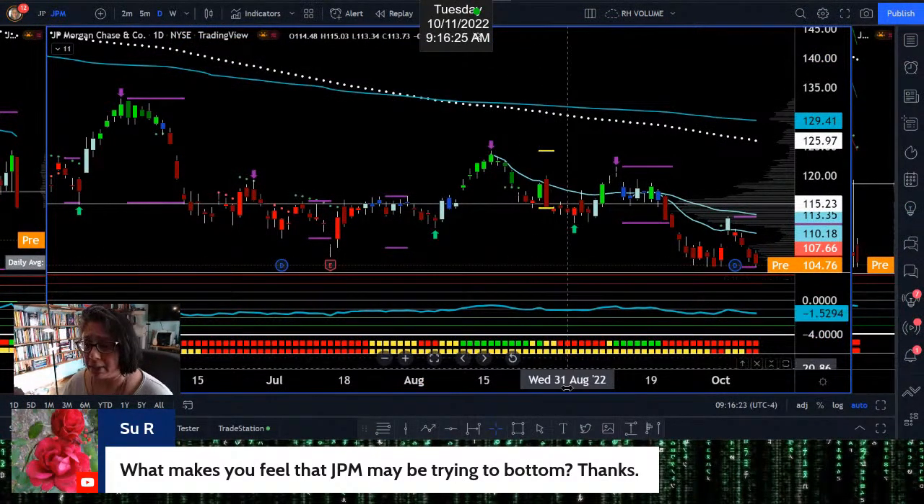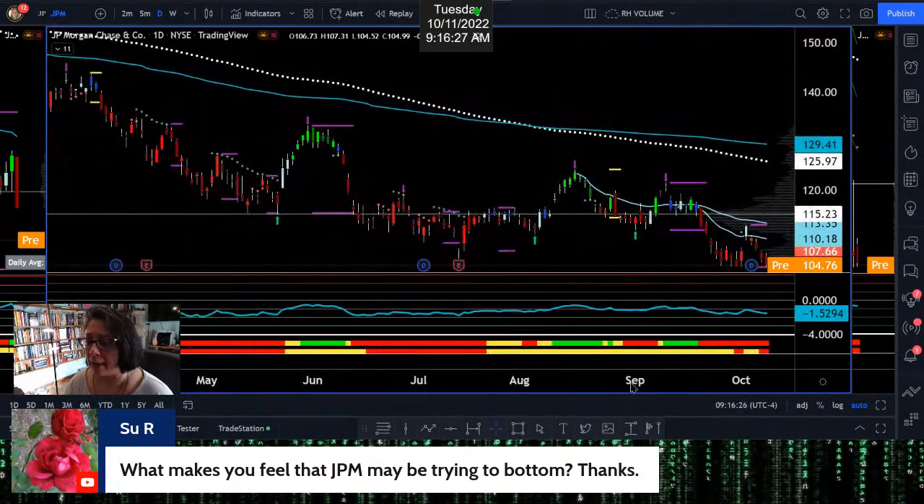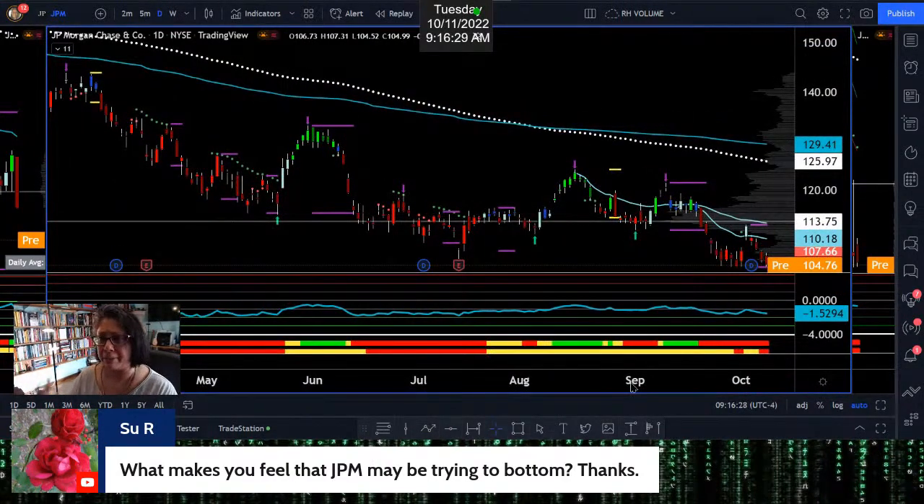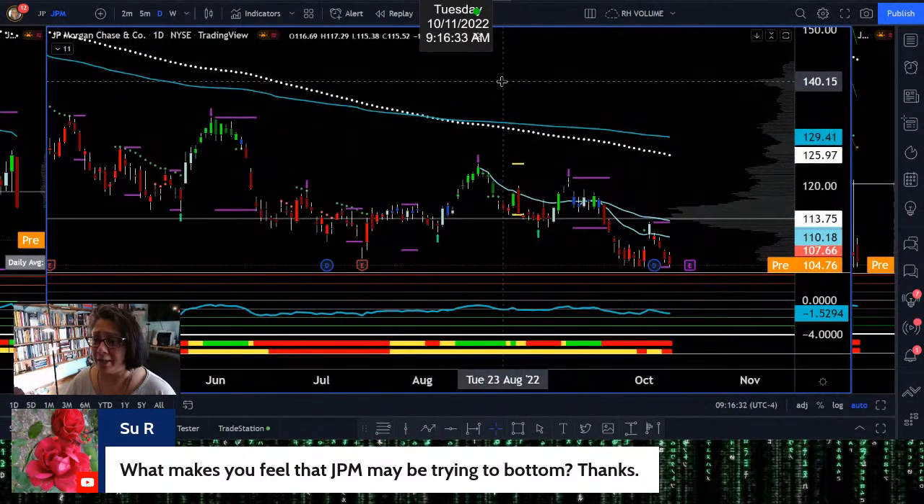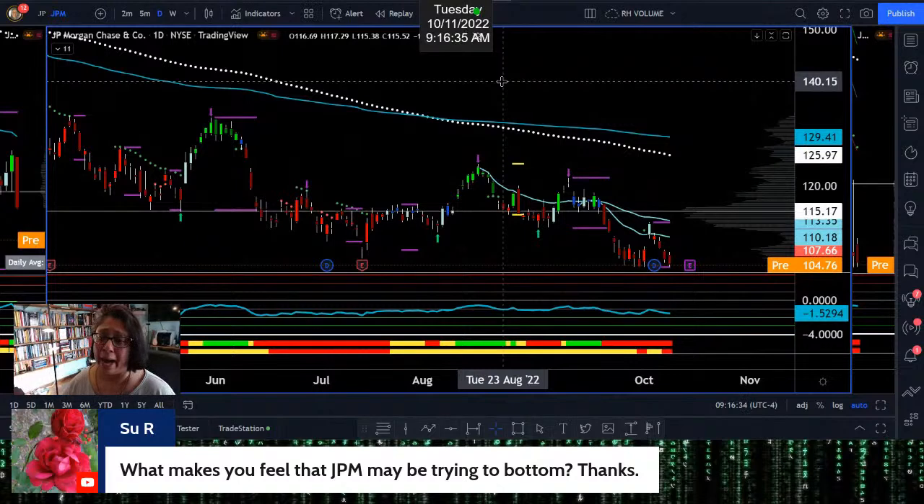Is it trying to bottom? It does look like it's trying to bottom. Yes. I wouldn't put it near the... so I guess I'm thrown by the way you're asking. I really am not giving JP Morgan another thought, to be quite frank, other than when I'm asked. Would it be a short the rip?